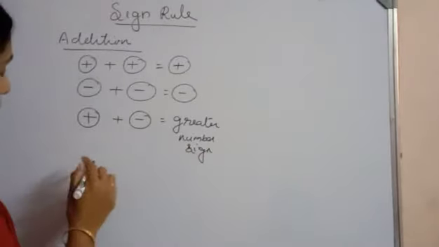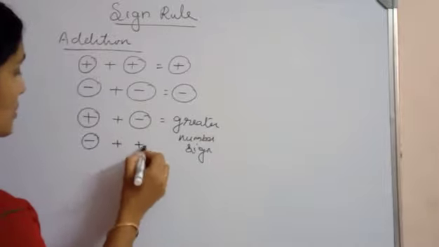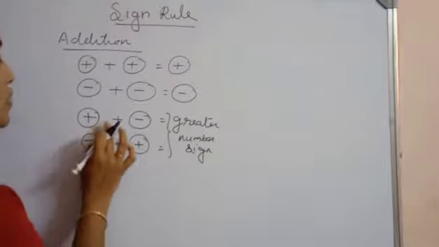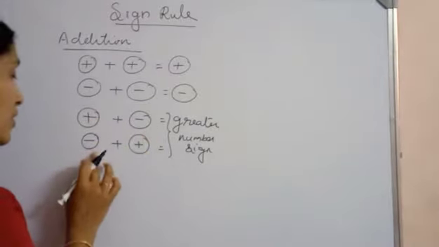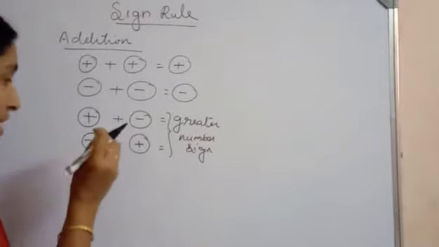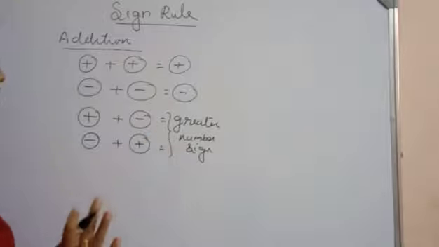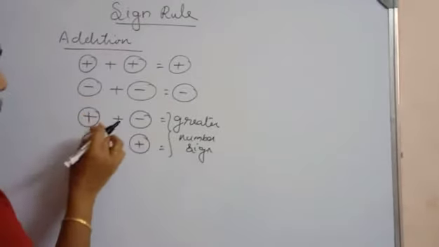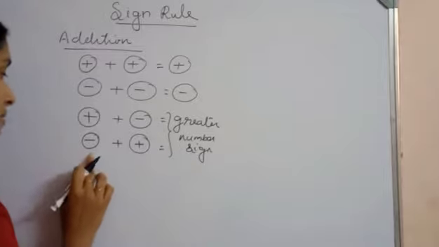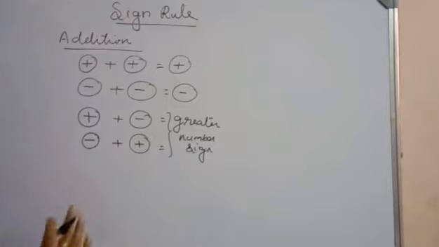The same way, even when you are adding a negative number to a positive number, the same rule is applicable. When you are adding a positive number to a negative number or a negative number to a positive number, you have to subtract the smaller number from the bigger number and give the sign of the greater number. If the positive number is greater, then your answer will be positive. If the greater number is negative, your answer is negative. This is what you have to remember.